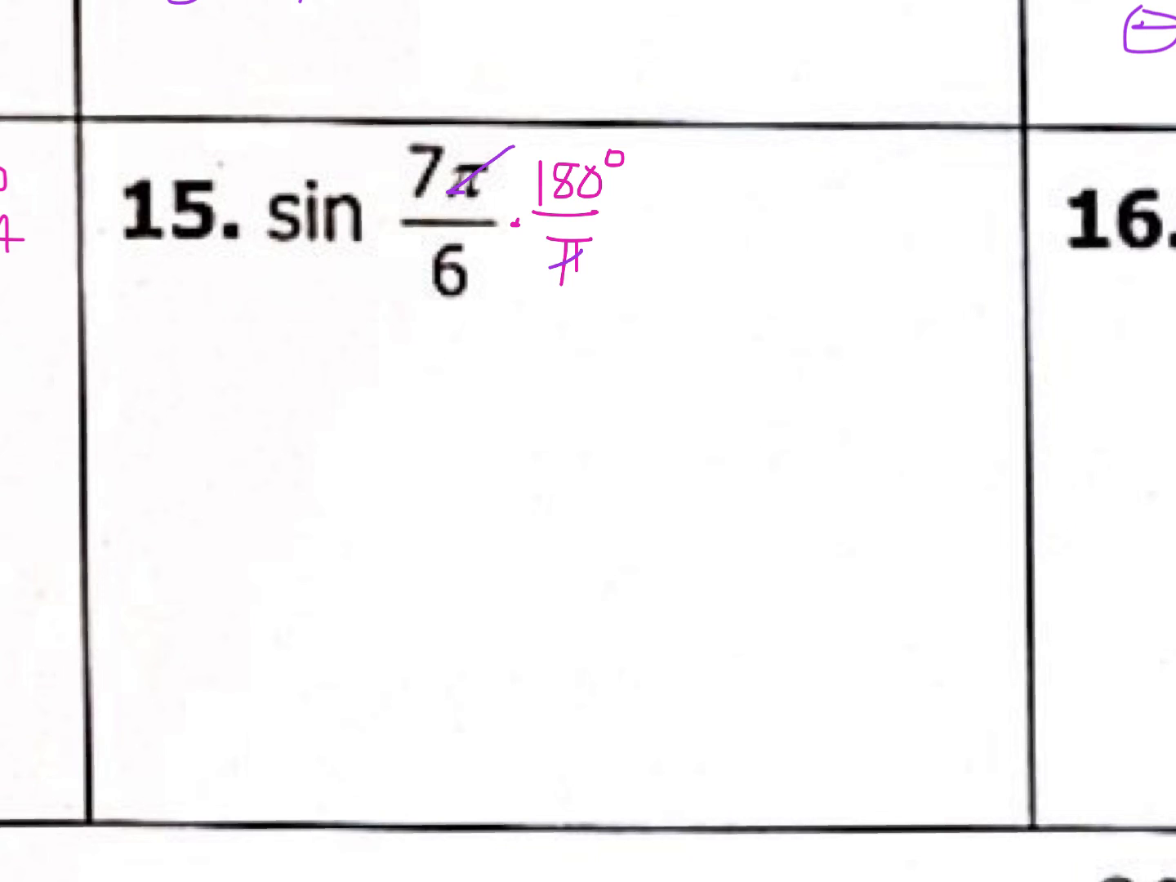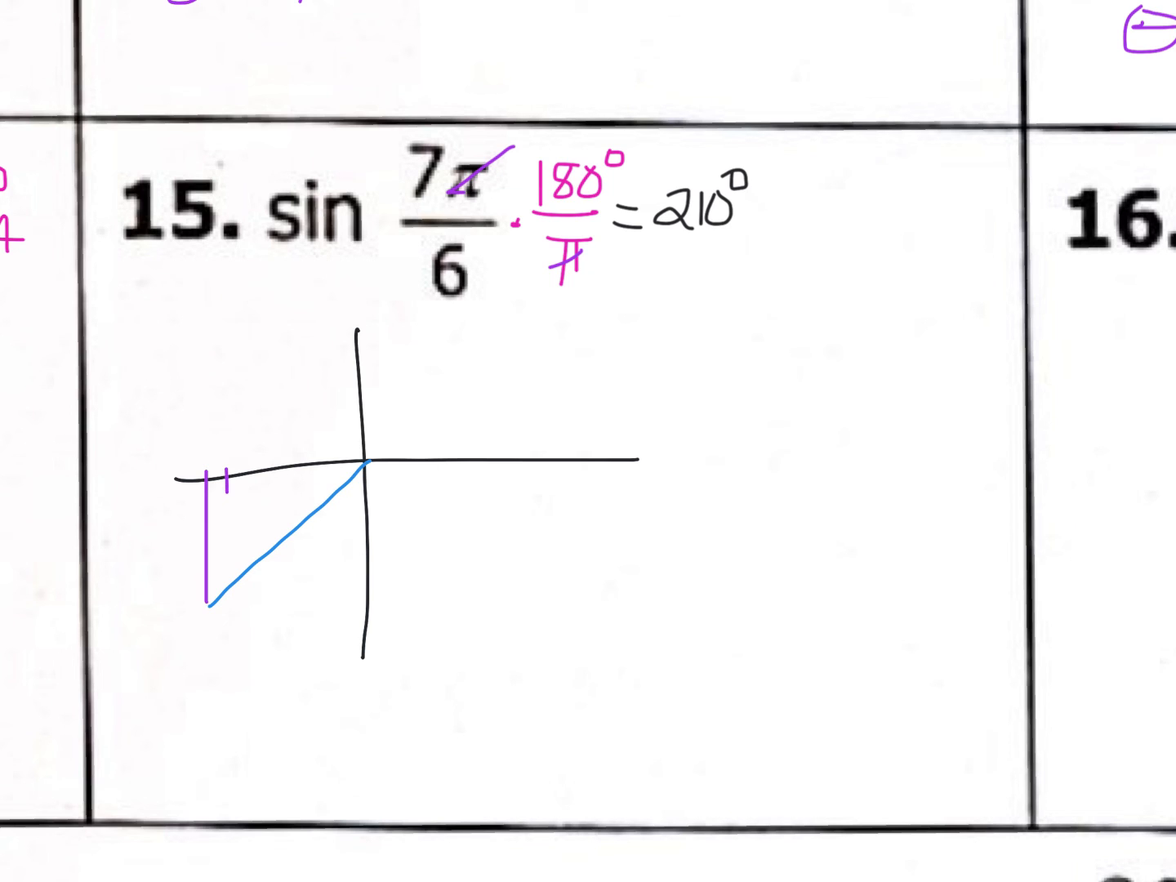Pi's cancel. 7 times the 180 degrees, then divided by 6, turns out to be 210 degrees. So we're finding the sine of 210 degrees. 210 is, again, in quadrant 3. So we're going to bring this up to the x-axis, and then we need to find what theta prime is, our reference angle right here. So if this is 210 and this is 180, the difference between 210 and 180 is 30 degrees.